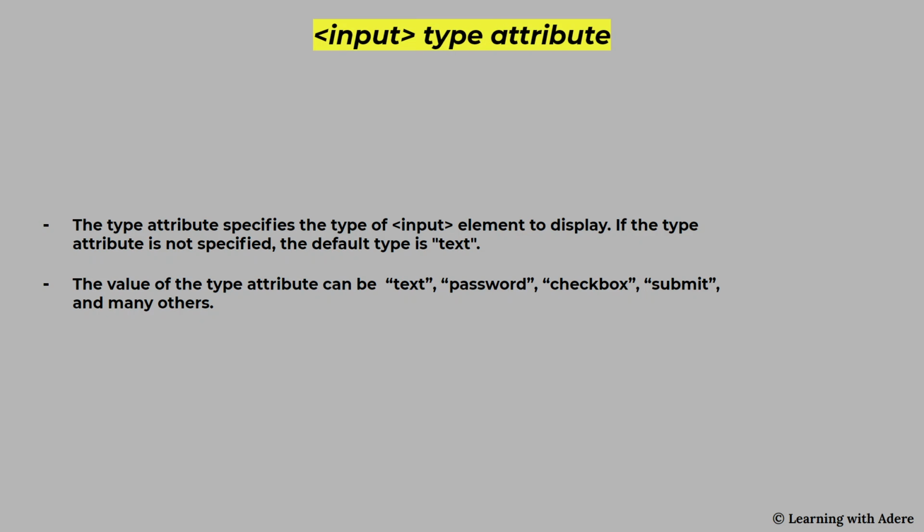So with the input tag, we need an attribute. The name of the attribute is the type attribute. The type attribute specifies the type of input element to display. If the type attribute is not specified, the default type is text.